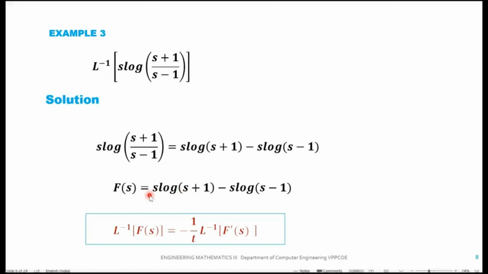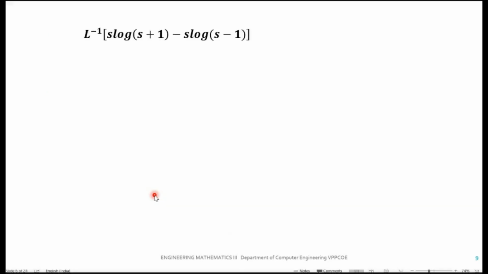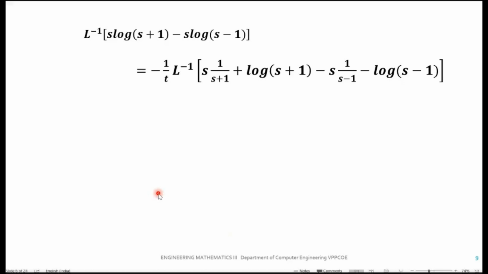s is one function, log s plus 1 is another function. Similarly, s here and log s minus 1 is the second function. So we have to apply u into v when we have to differentiate this function. So u into v is what? u dv plus v du: first function times derivative of second plus second function times derivative of first. Okay, so I am differentiating using that property.